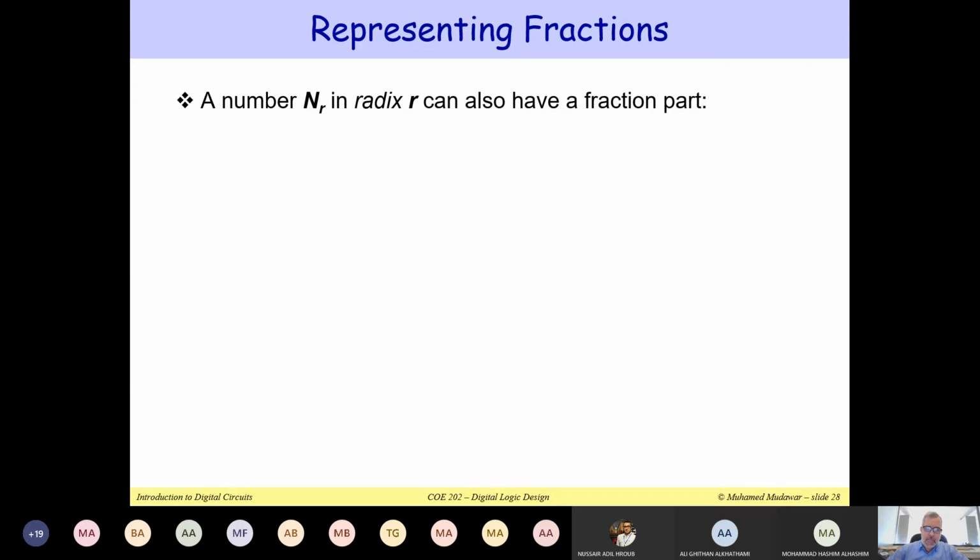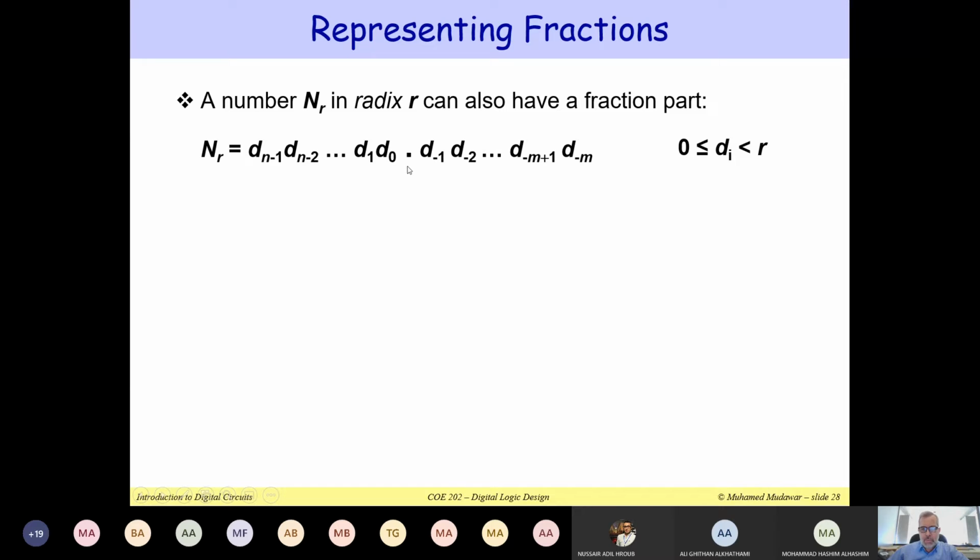We use the position of the digit inside the number to specify the weight of that digit. So if you have a number n in radix r, it can also have a fraction part. So I can write it like this. You can see that the integer part appears before the point. This is what I call the radix point. In decimal, we call it the decimal point. In binary, we call it the binary point. And the rest here will be the fraction.